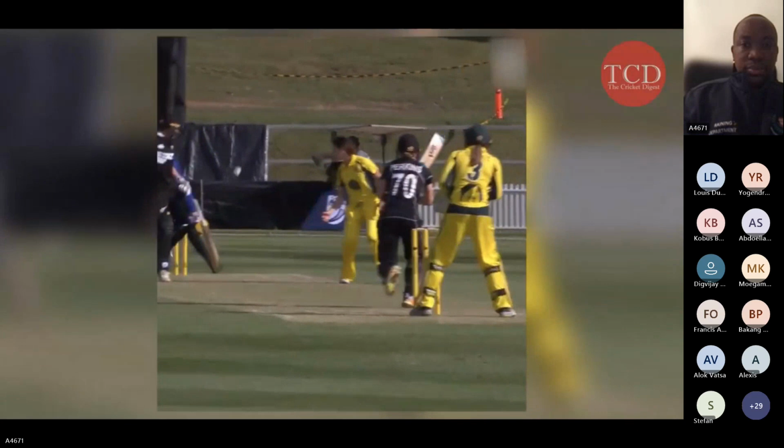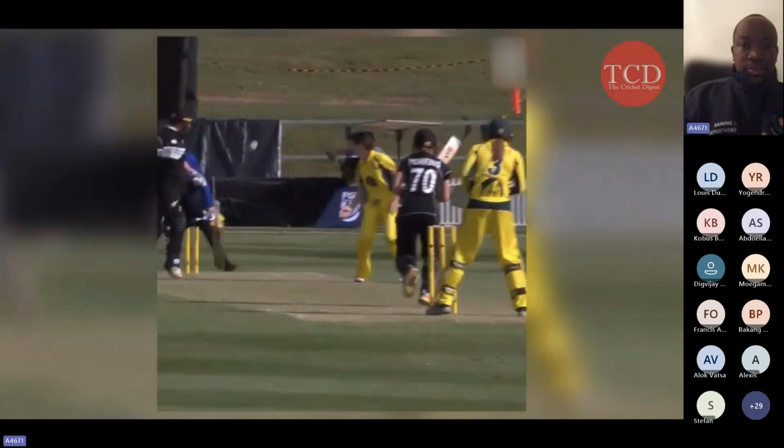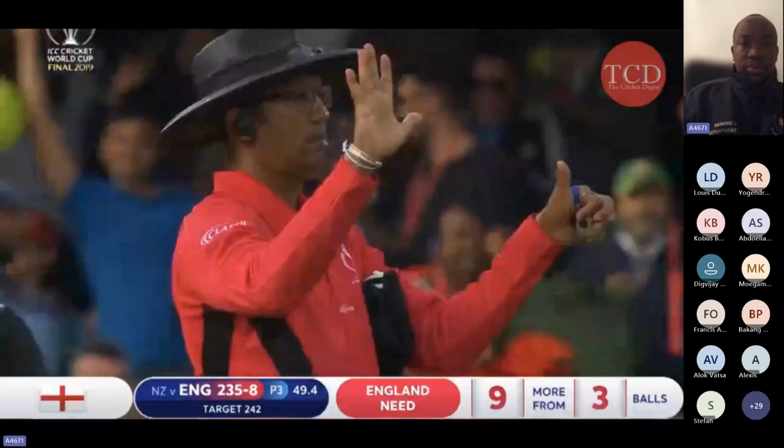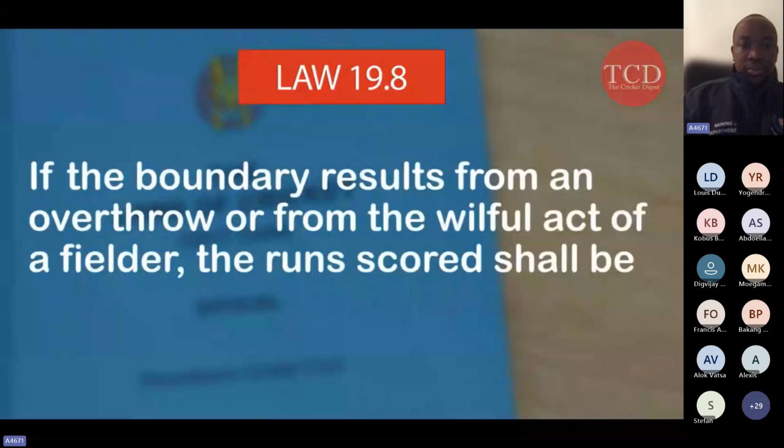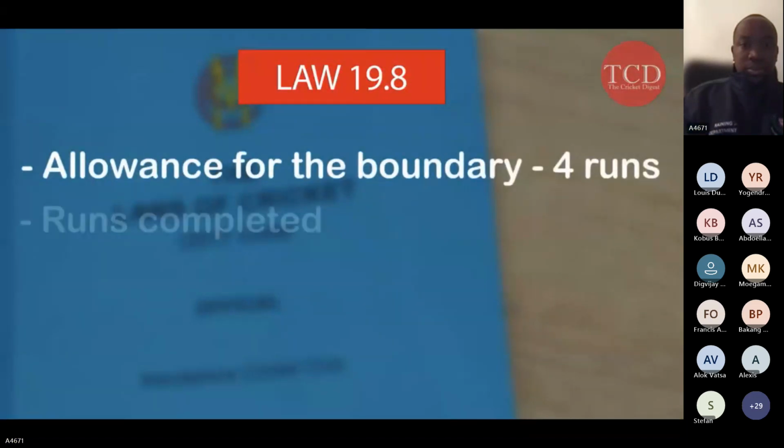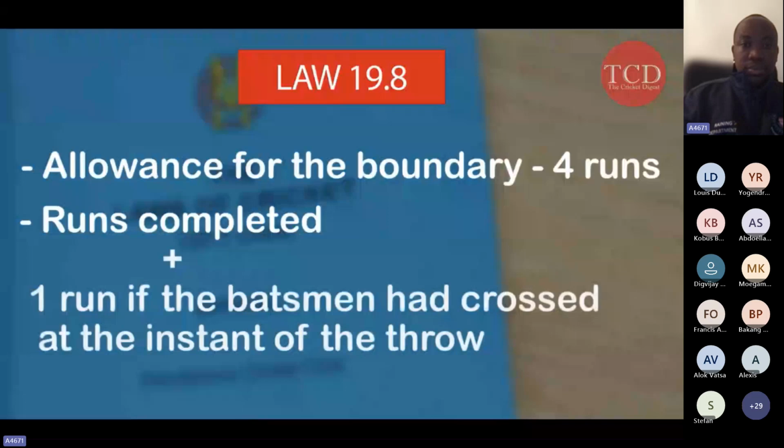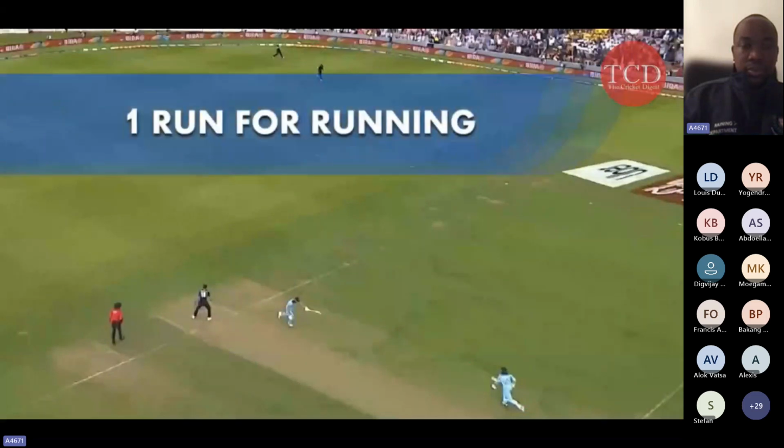But there was a mistake committed by the umpires in this incident. They awarded 6 runs, whereas only 5 runs should have been awarded. According to Cricket Law 19.8, if the boundary results from an overthrow or from the willful act of a fielder, then the runs scored shall be the allowance for the boundary, which is 4 runs in this case, and the runs completed by the batsmen plus the run in progress if the batsmen had already crossed at the instant of the throw. Ben Stokes and Adil Rashid had completed the first run, but they had not crossed for the second run at the instant of the throw. Hence, only 1 run should have been awarded for running, and in total, 5 runs should have been awarded.